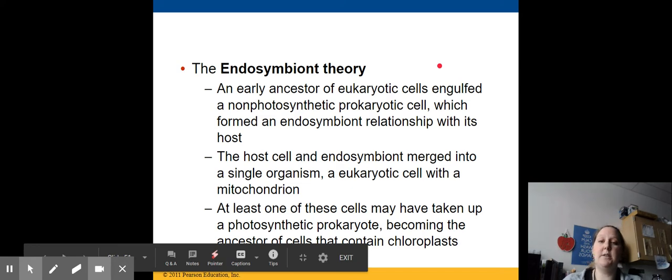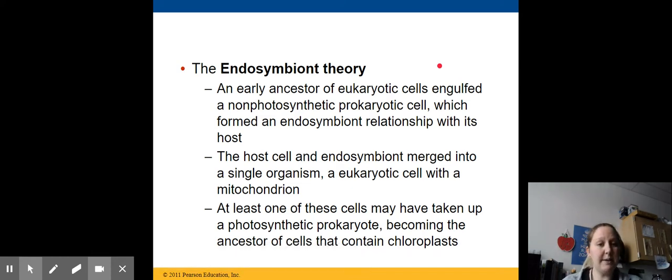And that ties into this theory that I mentioned earlier, that early ancestors of the eukaryotic cell engulfed what we now call either the mitochondria or the chloroplast to help create a symbiotic relationship where both are benefiting based off of being merged into one cell.